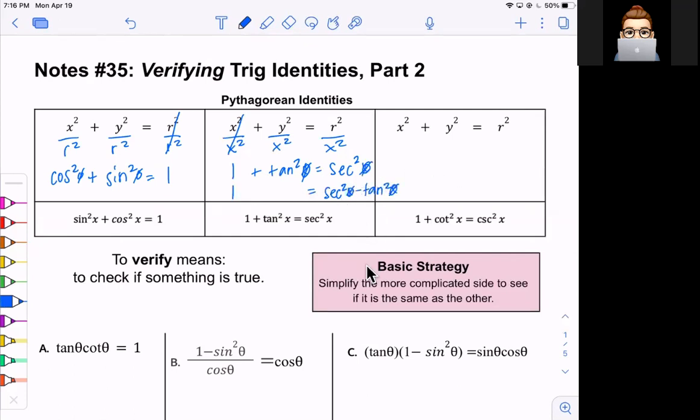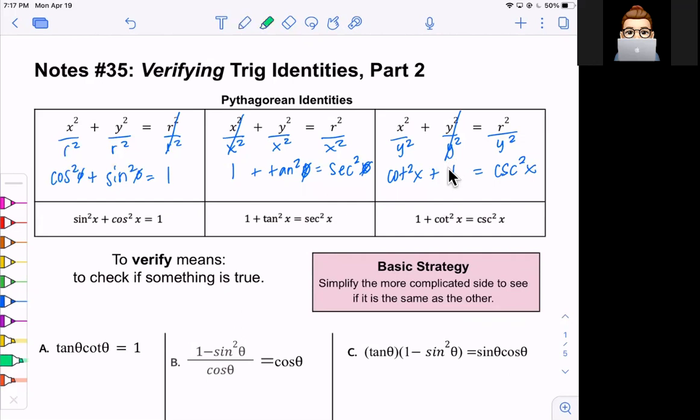So you can move them around if necessary, but you can be thinking: if I have tangent and secant and 1, then I know I have an identity. If I have cosine, sine, and 1, I know I have an identity. Finally, this one is what happens if you divide by y squared. x over y, remember, is cotangent, so cotangent squared x plus 1 would be equal to r over y, the opposite of sine, cosecant squared x. And remember, you can move these around as well.